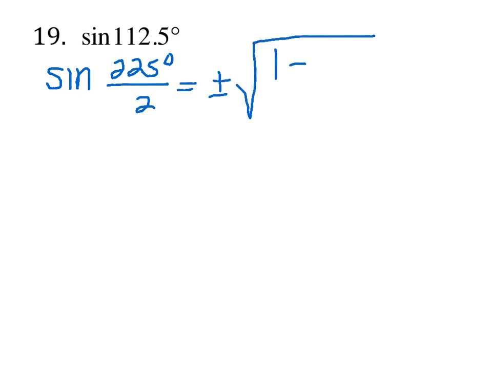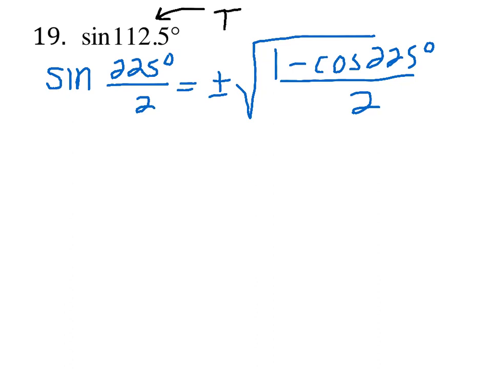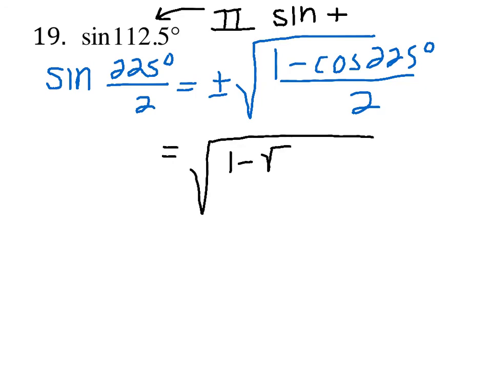And our last problem, number 19, this is one, once again, because I see this 0.5, that I know I can only use my half angle on. So I'm going to make this 225 over 2. So plus or minus the square root of 1 minus cosine of 225 over 2. And right now I have plus or minus, but I need to think back to this angle. This is in quadrant 2. And if we think about all students take calculus in quadrant 2, sine is positive. So that means that our actual answer here is going to be positive.